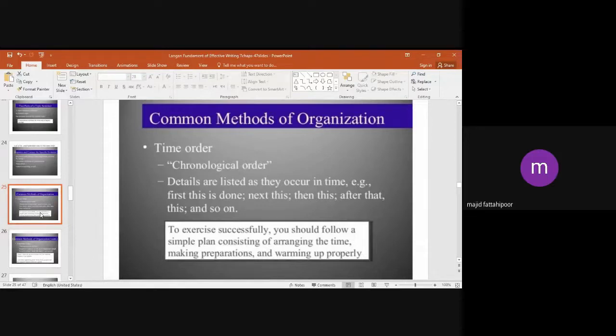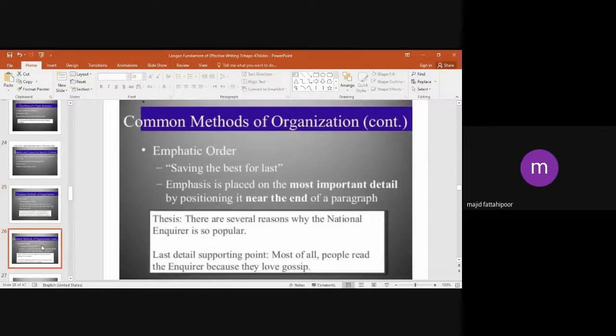First of all, next, then, after that, and so on. Finally, so you can use those words. First of all, secondly, thirdly. You can tell me more. These words organize your paragraph in an effective manner and give a time order. So you should follow a simple plan consisting of arranging the time, making preparations and warming up. So you can warm up the audience.